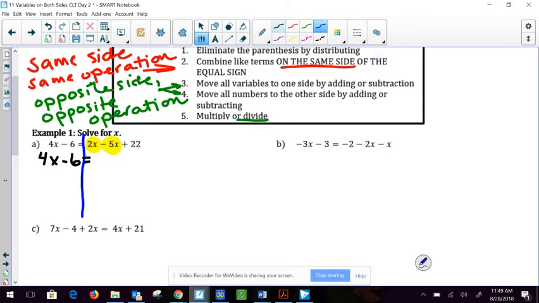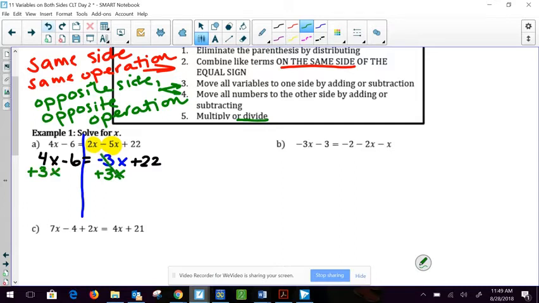So I have my 4x minus 6 still left on the left side. But now, what does 2x's take away 5x's? Great job. That's negative 3x. And I still have plus 22. Now, if we look at our equation, I have a negative 3x on the right side, and I have a 4x on the left side. That means I need to do opposite side, opposite operations. I'm going to take that negative 3x and I'm going to add 3x to both sides.